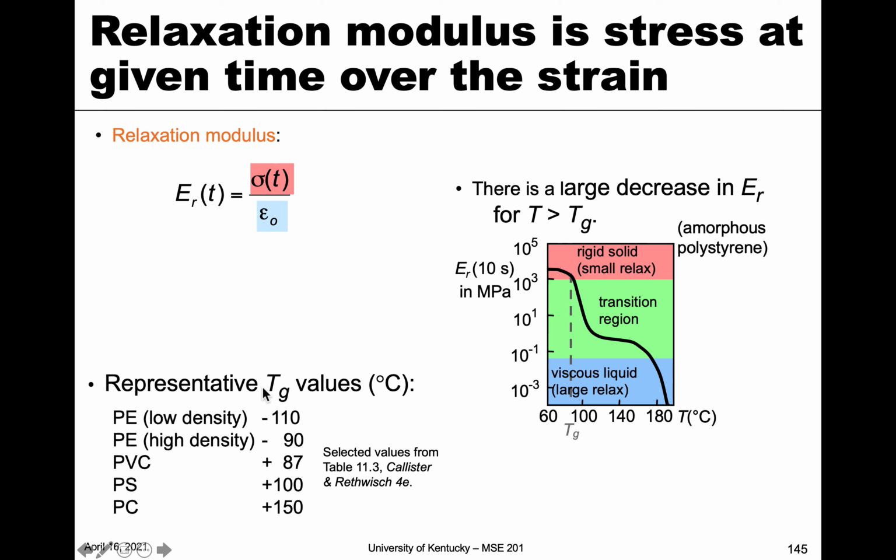And so just to put that in perspective, here are some Tgs for various materials. So for the polyethylenes, like I said before, these are really low temperatures, so we're always above that. And then for some of these other ones, you see that we would have to get closer to 100 or above degrees Celsius before that large drop would occur.